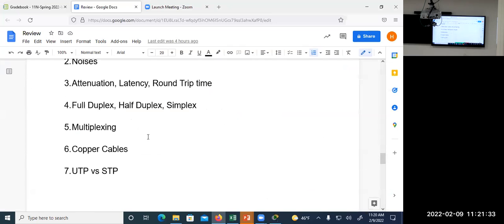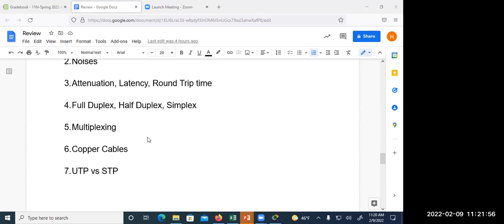Now, we have the definition of multiplexing also. What is multiplexing and what is the benefit of multiplexing? Why do we need to use multiplexing? Any idea? Isn't multiplexing so you can communicate multiple signals at the same time?